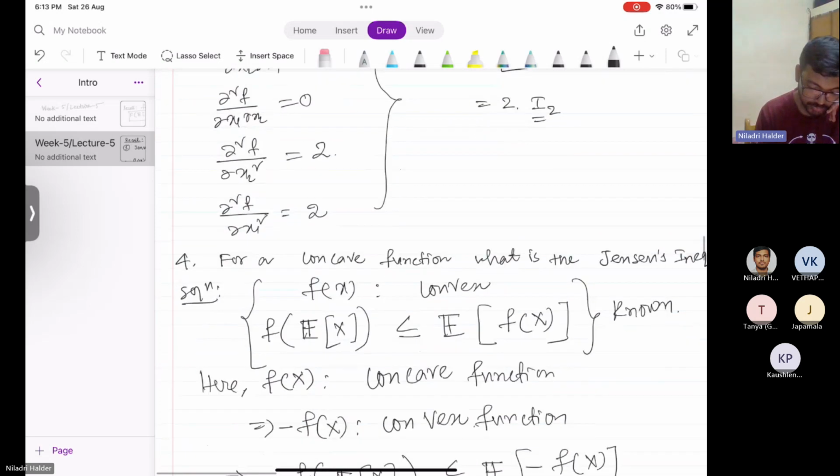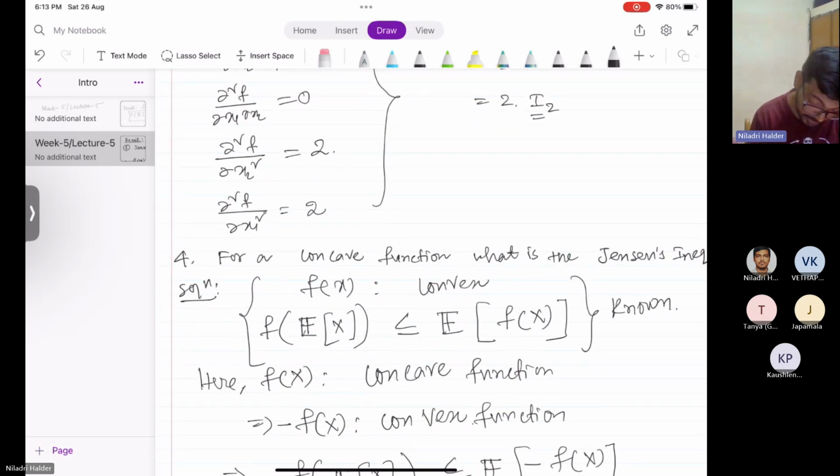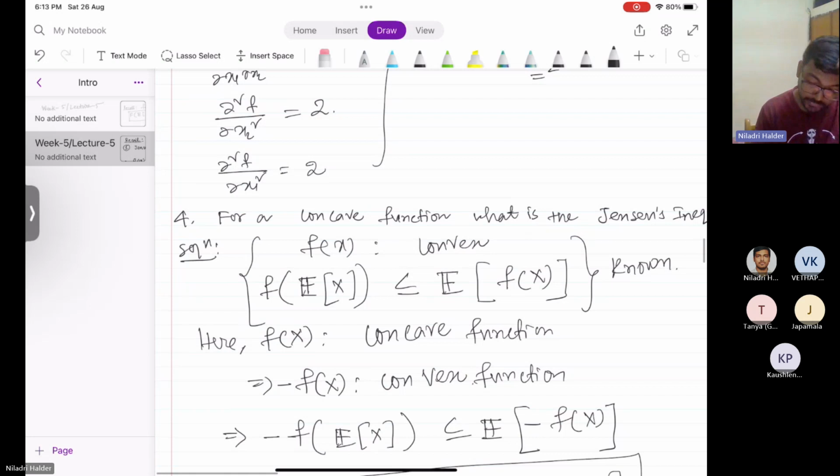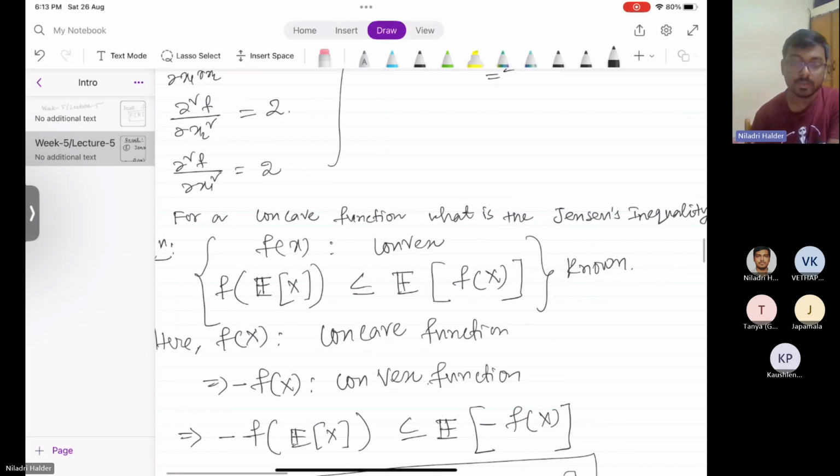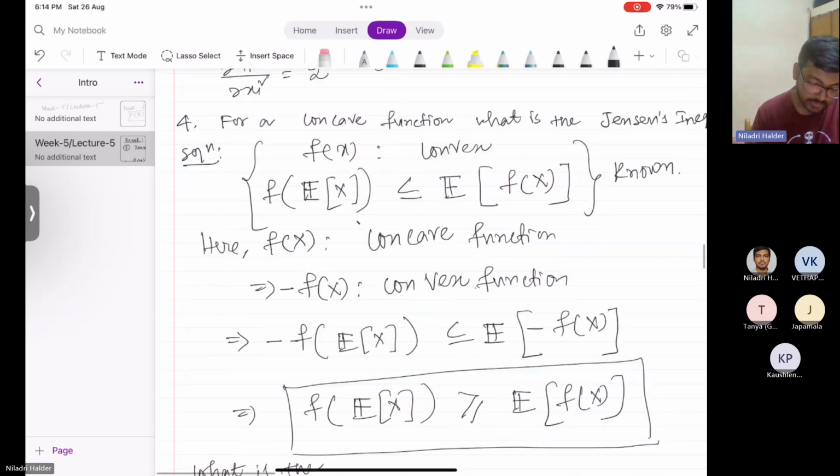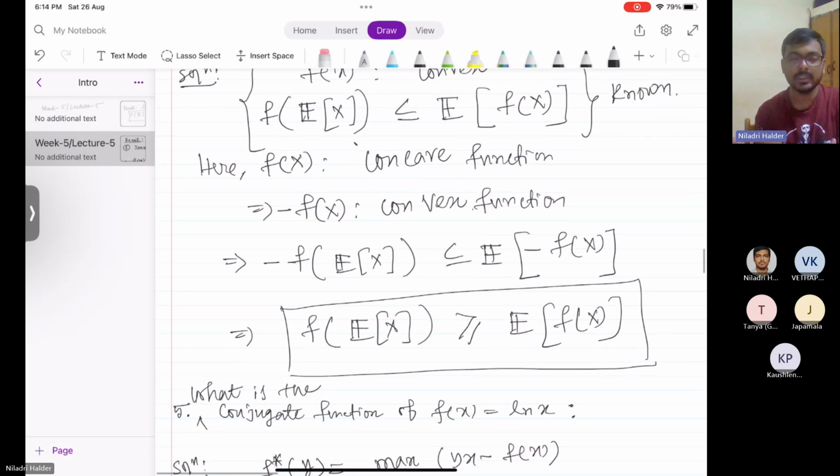Okay, so not exactly similar, to do something else. So for a concave function, what is the Jensen's inequality? For a convex function, we know Jensen's inequality is this thing. But suppose f(x) is a concave function, then minus f(x) is a convex function. So then we can write down this thing here.